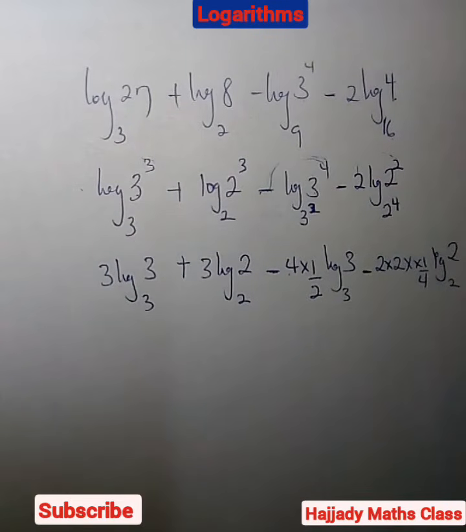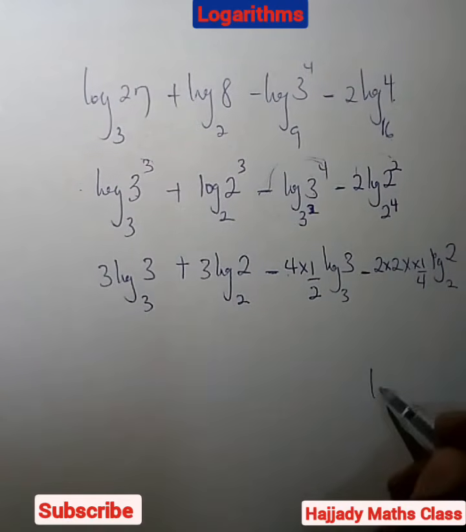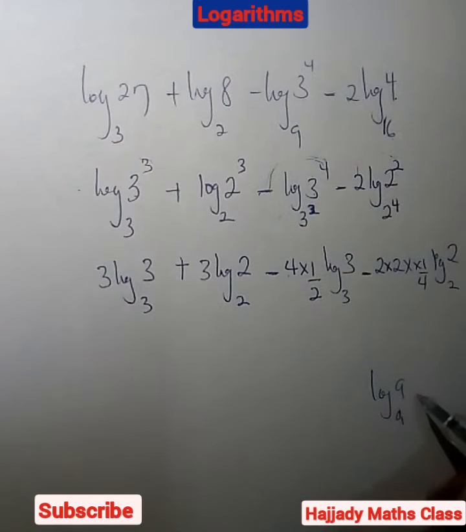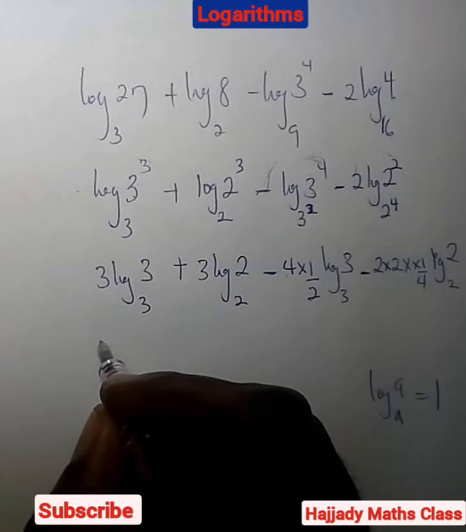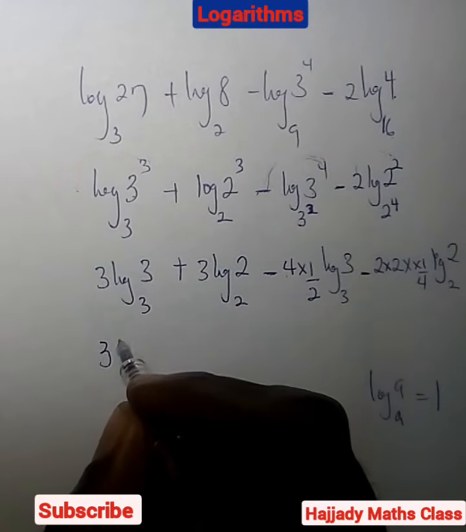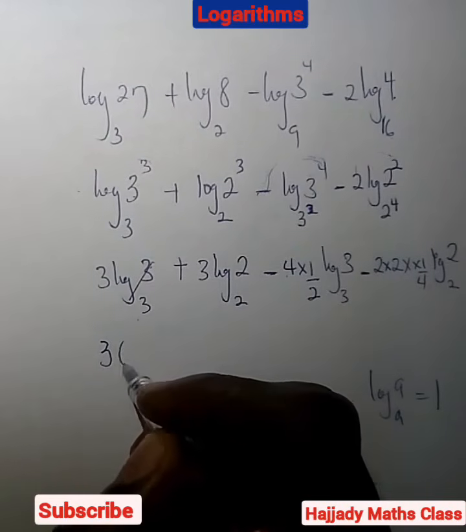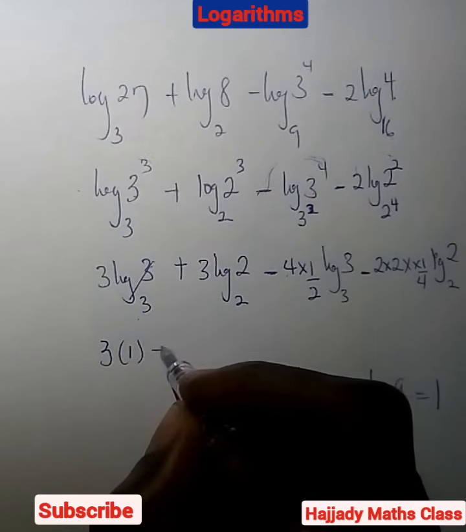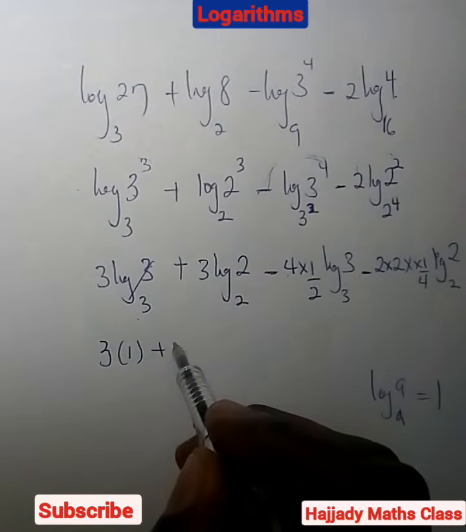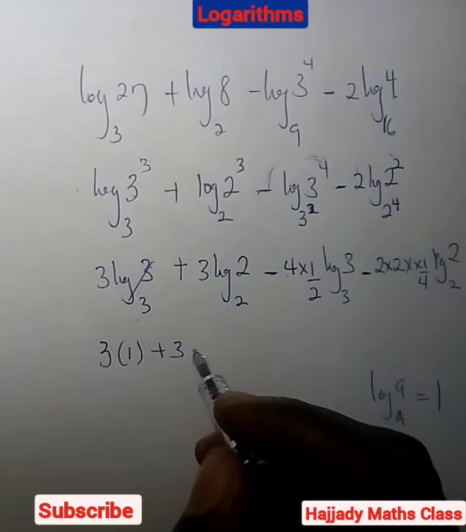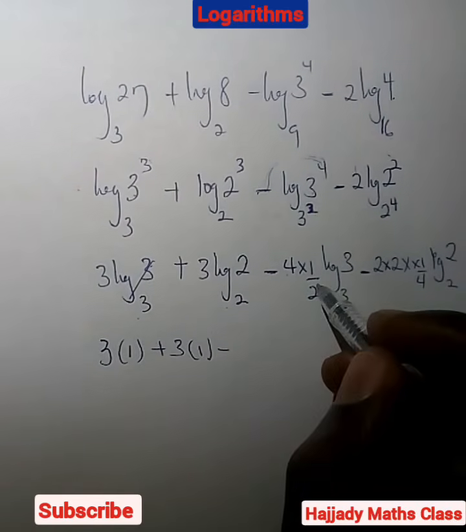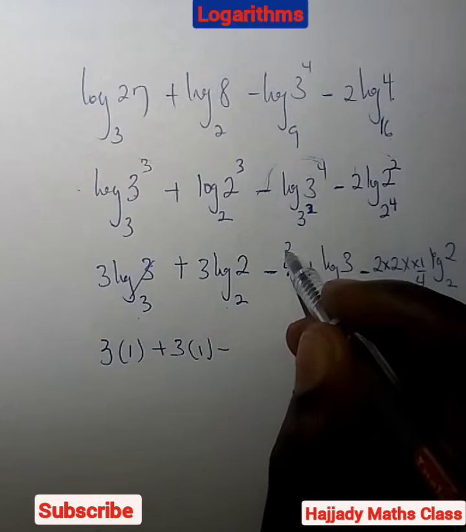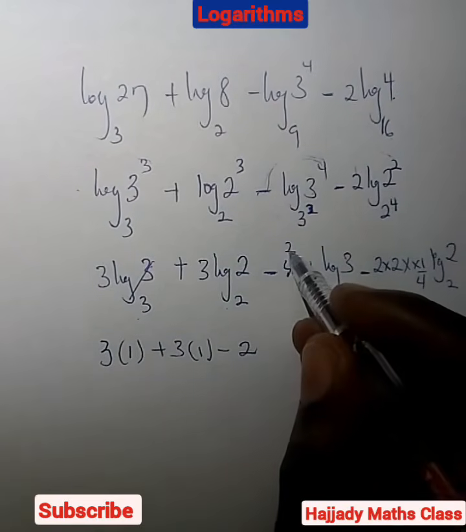Now, if we proceed with this, there's one thing about logarithm. When we have log a base a, you all agree with me that this is 1, right? You can check the previous video regarding this. Here we have 3 log 3 base 3, which is the same thing as 1, plus 3 log 2 base 2, which is the same as 1. Minus, here 2 into 1, 2 in 4, 2. So we are left with ordinary 2 here.